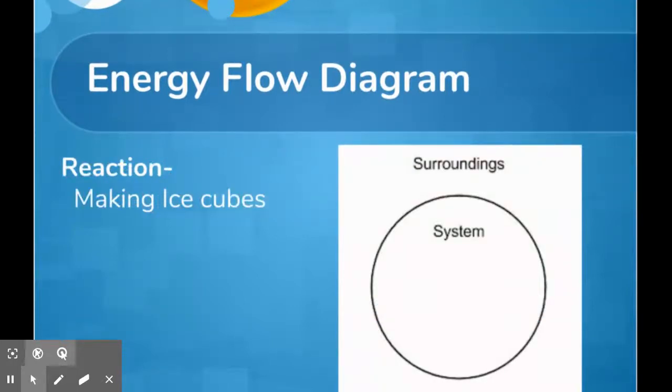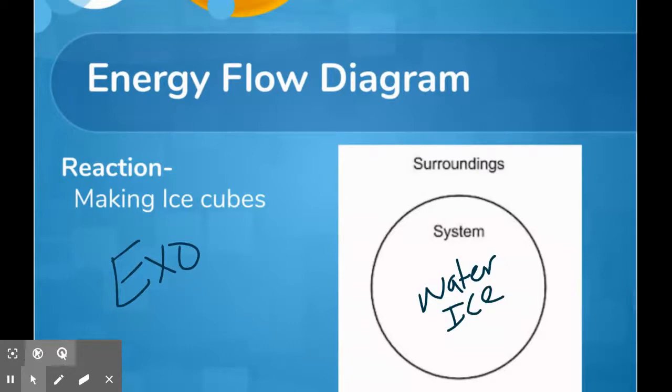Our next reaction is making ice cubes. This would be taking liquid water and putting it in the freezer to make ice cubes. In order for that to happen, energy needs to leave the water to turn it into ice. So that would be an exothermic reaction. So our water, or the ice cubes, is our system. The freezer is the surroundings. And then you need to have arrows showing that the energy or heat is flowing out of the water into the surroundings to form the ice cubes.